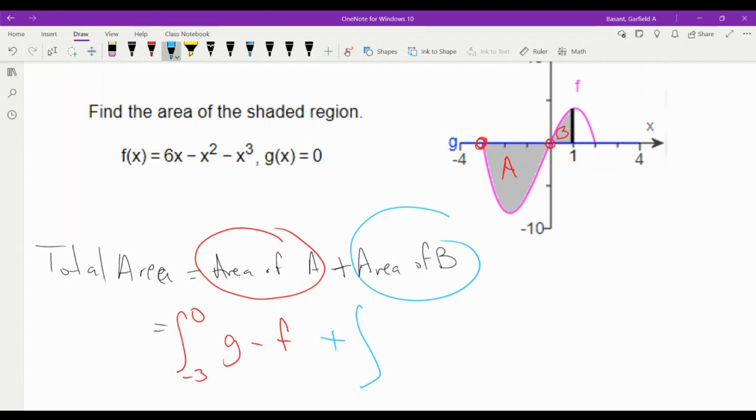What's the x value to the left side of B? 0. And the number to the right side? 1. Very good. And which one is on the top, F or G? F. So this becomes F minus G. Does it make sense to everyone now?